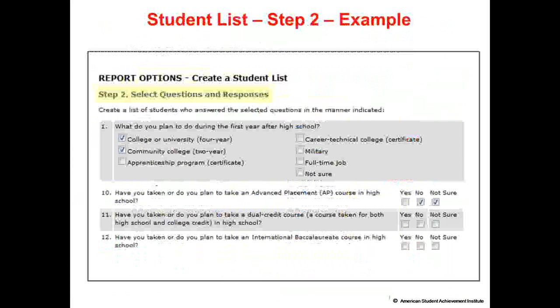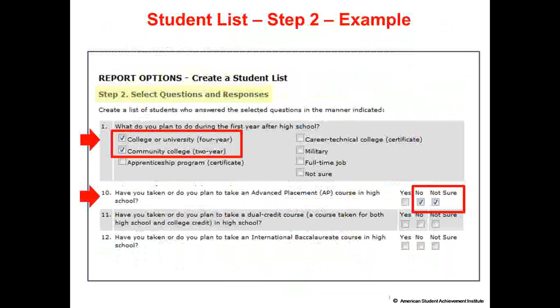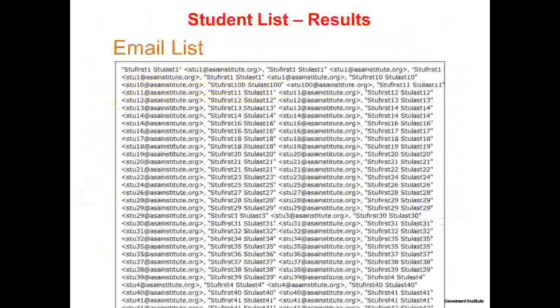And let's also include this criteria. They not only get A's and B's on a report card, but they also say that they're planning to attend a 2-year or 4-year college, and they report that they're not going to take an AP class in high school, or they're not sure if they're going to take one. And I'd like an email list for those students. So you'd get an email list for all of the kids who report that they get A's and B's, they're planning to go to college, and are not planning to take an AP course.